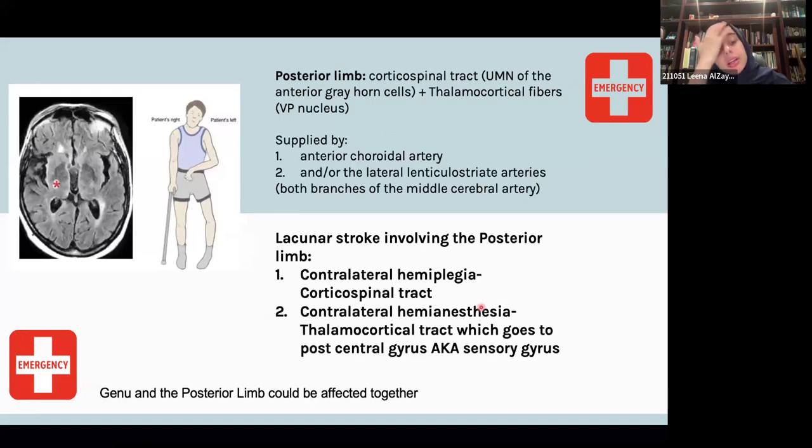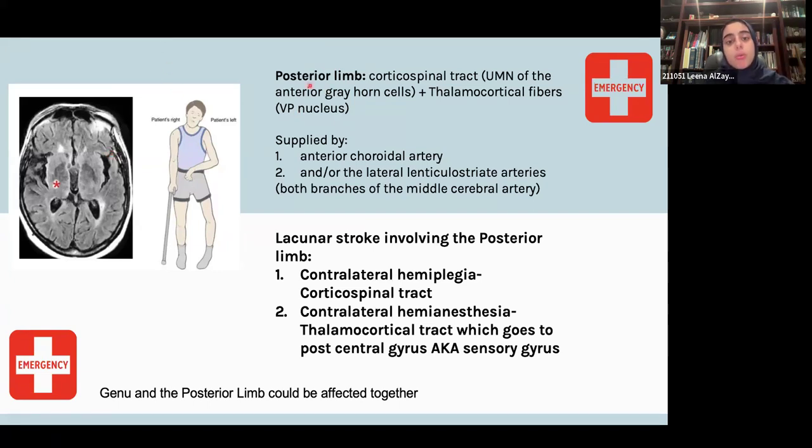Okay, as for the clinical feature of the posterior limb, as we said, the posterior limb is responsible for the corticospinal tract. The corticospinal tract is responsible for the muscles of the rest of the body, so all your muscles of the body. So if it's broken, you will have paralysis of all the muscles on the opposite side of the lesion. So if you have, for example, right-sided paralysis, it means you have a left-sided stroke. Obviously, it's common sense, contralateral.